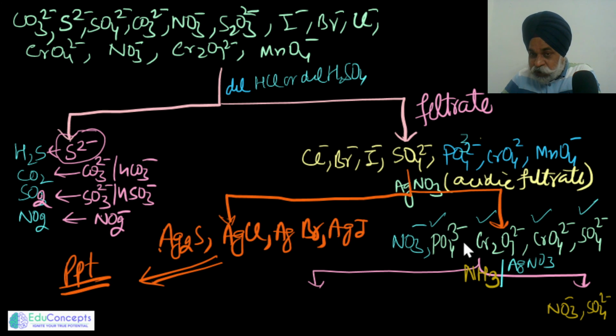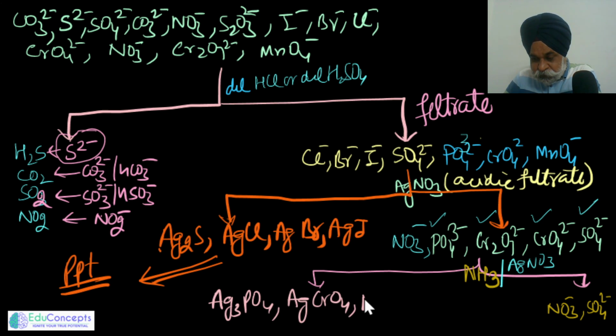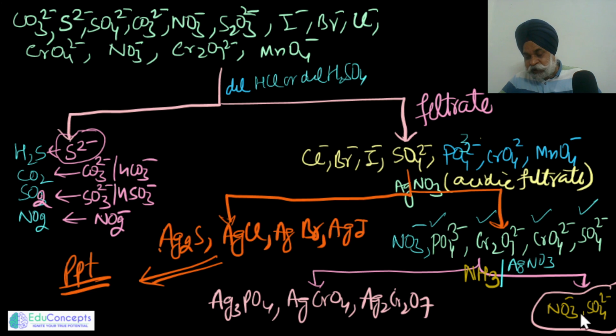Now here you would see that in the neutral conditions the species which get precipitated are silver phosphate, silver chromate. Silver sulfate would not, because its solubility is high. If directly you are adding, carbonate can also precipitate if we haven't added acid, or it can re-precipitate. But these are the major ones which you would come across. Silver dichromate can also precipitate, that I haven't written. And in the filtrate we still have nitrate and sulfate, simply because the solubility product of silver nitrate and silver sulfate is high.